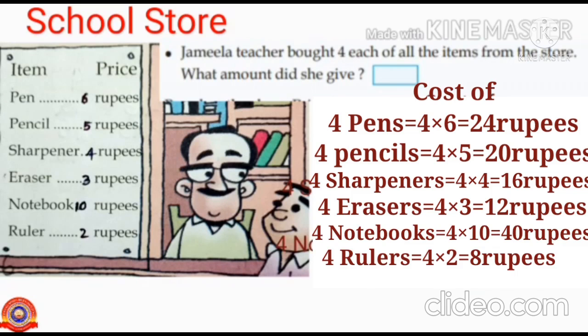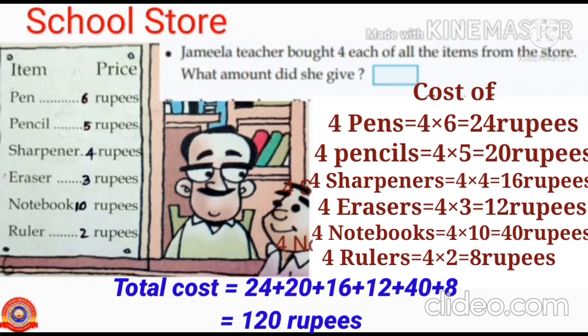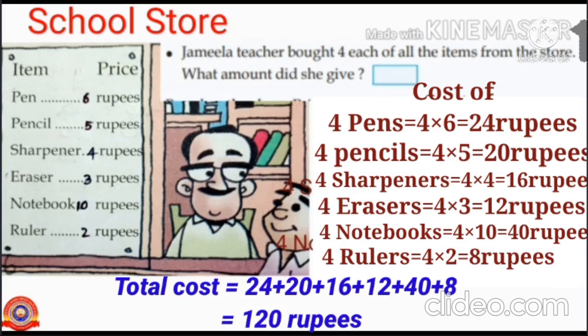Then what is the total cost? To find out the total cost, add these amounts together. That is 24 rupees plus 20 rupees plus 16 rupees plus 12 rupees plus 40 rupees plus 8 rupees, which is equal to 120 rupees. So Jamila teacher gave 120 rupees to buy 4 each of all the items.